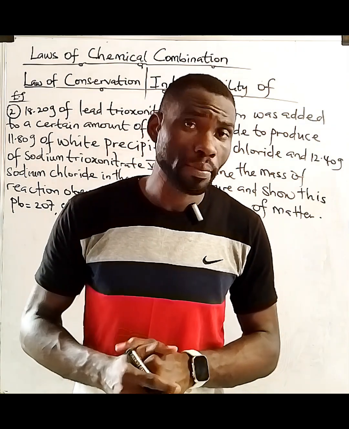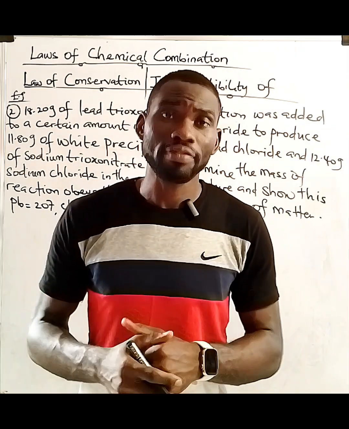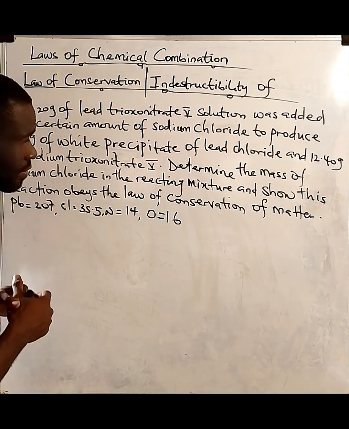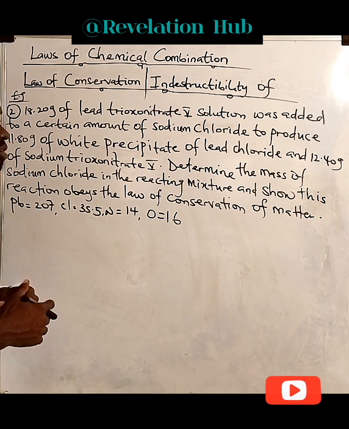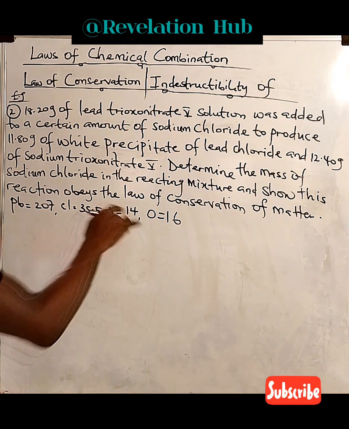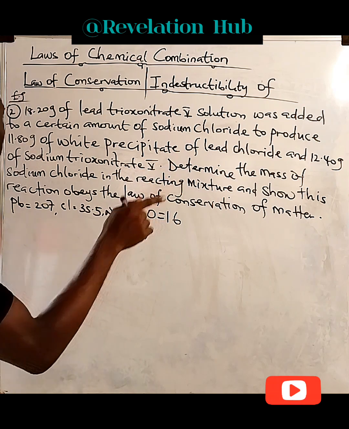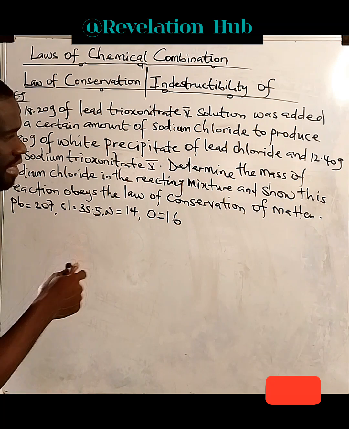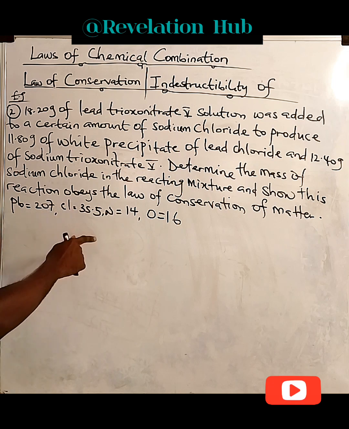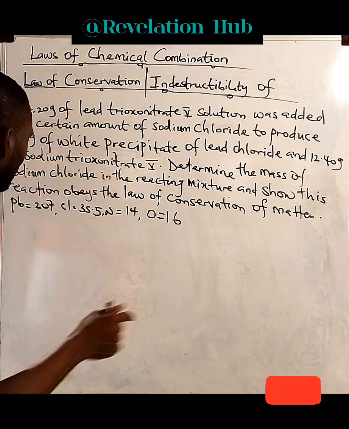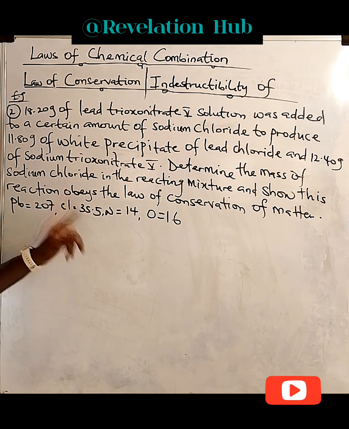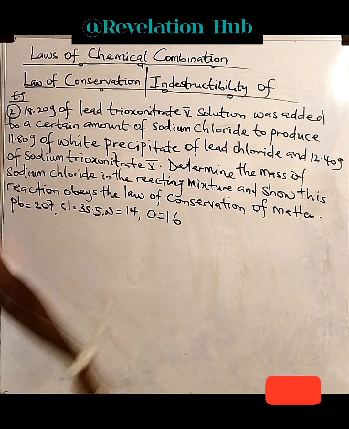Okay, guys, let's look at the second worked example in this very lesson on the law of conservation of matter. So look at what we have here. 18.20 gram of lead nitrate solution was added to a certain amount of sodium chloride to produce 11.80 gram of white precipitate of lead chloride and 12.40 gram of sodium nitrate. Determine the mass of sodium chloride in the reactant mixture and show this reaction obeys the law of conservation of matter. Now, lead has atomic mass unit of 207, and chlorine 35.5, nitrogen is 14, oxygen is 16.